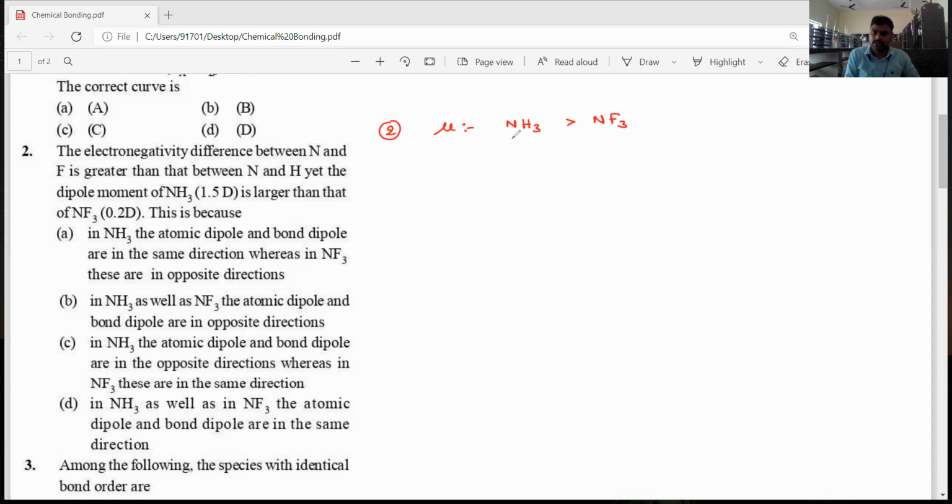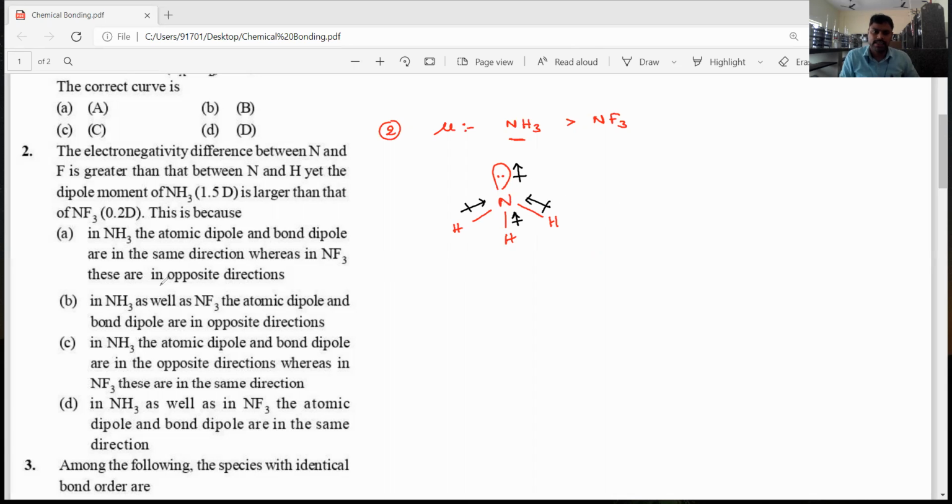Why are they asking this? Even though the electronegativity of fluorine is more compared to hydrogen, NH3, ammonia, has a higher dipole moment compared to NF3. Why? If you draw the structure of NH3, it has a pyramidal shape with one lone pair and three nitrogen-hydrogen bond pairs. The nitrogen is more electronegative compared to hydrogen. The bond moments will move towards the nitrogen atom side, and the atomic dipole is also in the same direction. The atomic dipole and bond moments are all in the same direction.